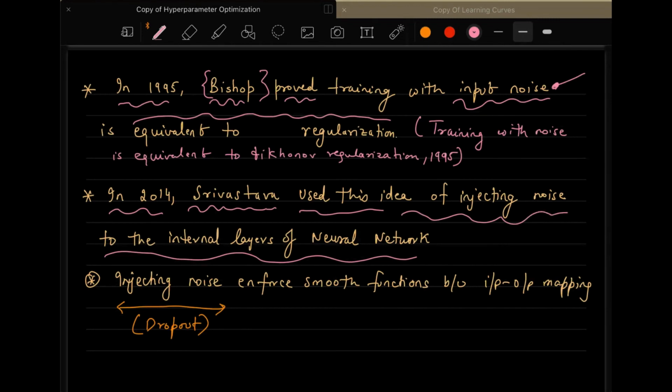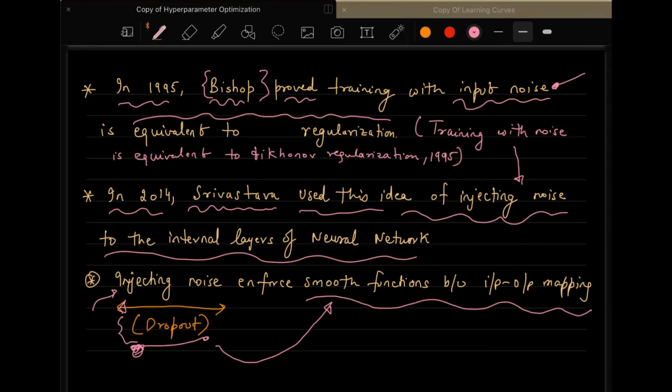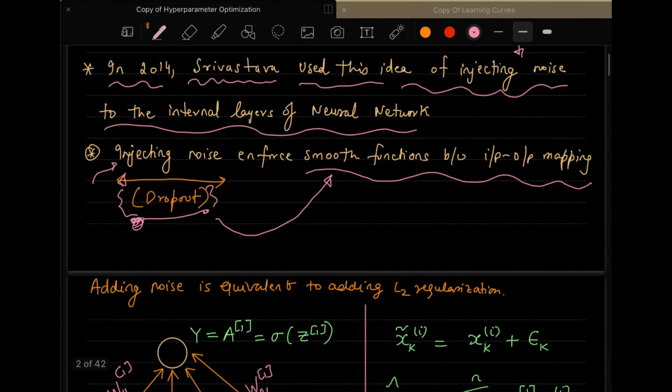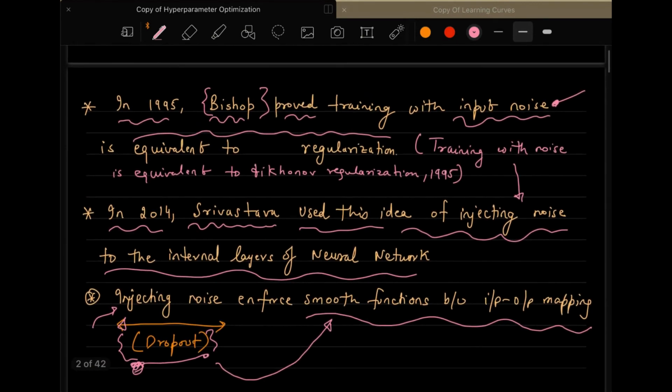So injection of the noise was done based on the motivation that he took from this paper, and injecting noise enforces smooth functions between input and output mapping. This injection of noise, which we are calling dropout, is doing that. We will see how smooth functions are implemented when you are using dropouts. To give you a brief overview of what this statement means, when this person says inject noise into a neural network and you will get a regularization type of effect, let's prove that, why it is like that.